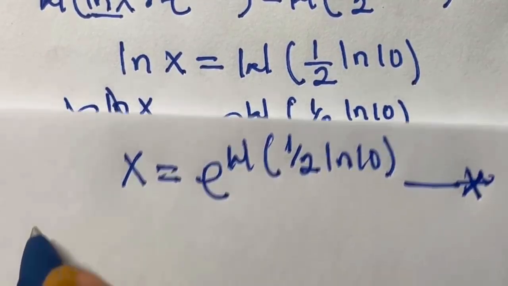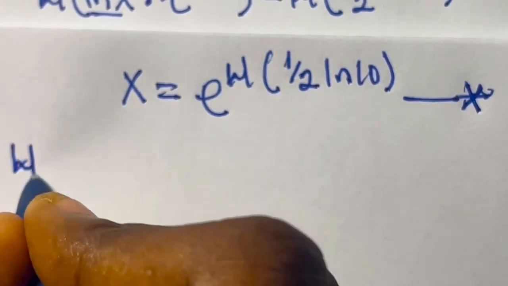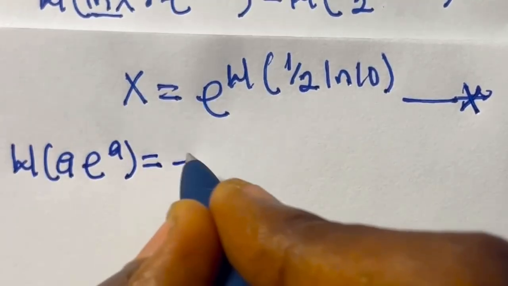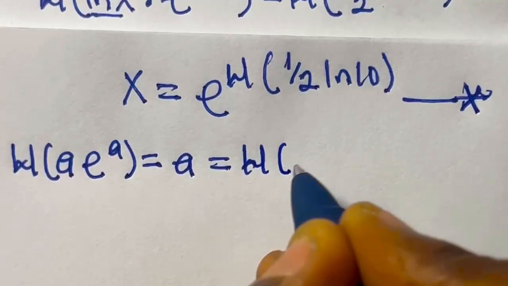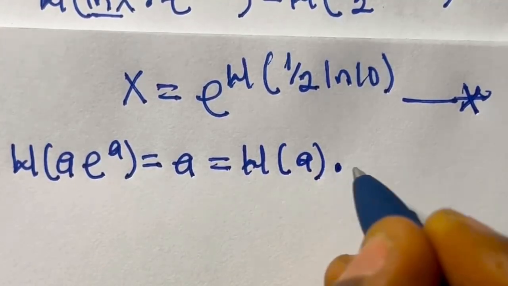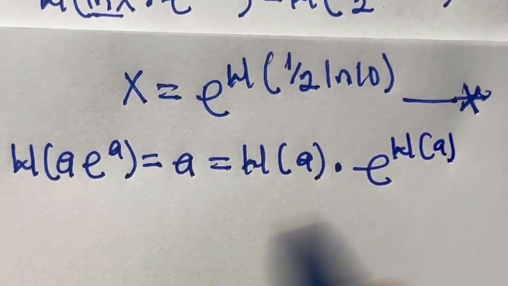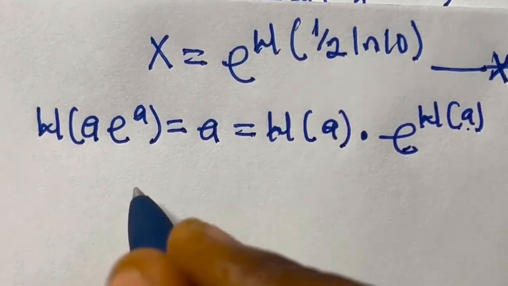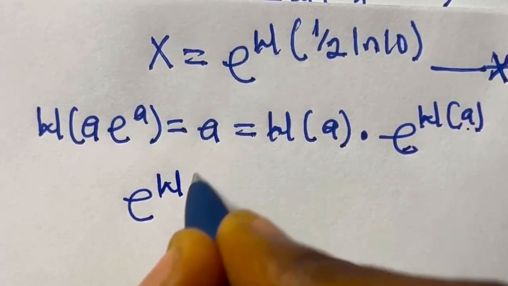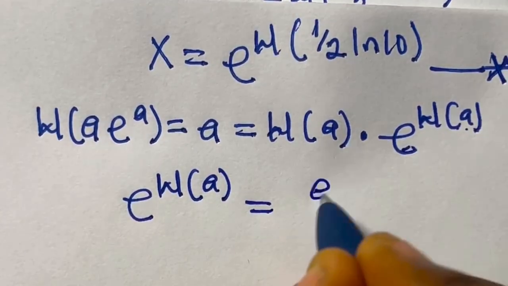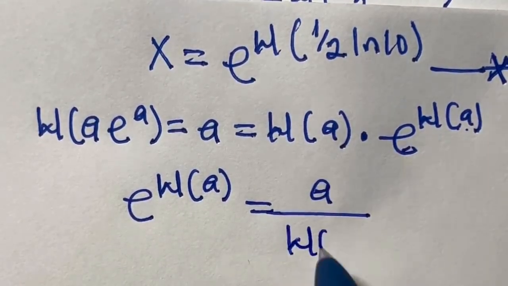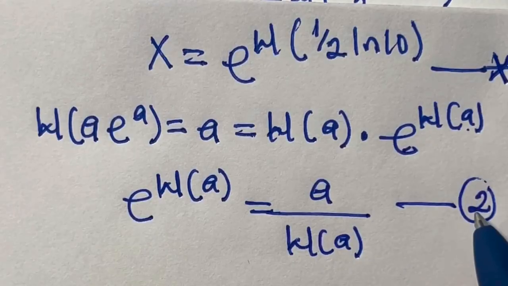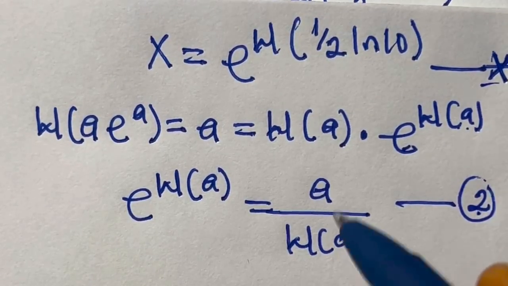However, we have to recall that the Lambert function of a exponential a is equal to a, and is equal to the Lambert function of a multiplied by exponential the Lambert function of a. So if you make exponential Lambert function of a the subject of the formula, we are going to have exponential the Lambert function of a equals a divided by the Lambert function of a. Name this equation 2.